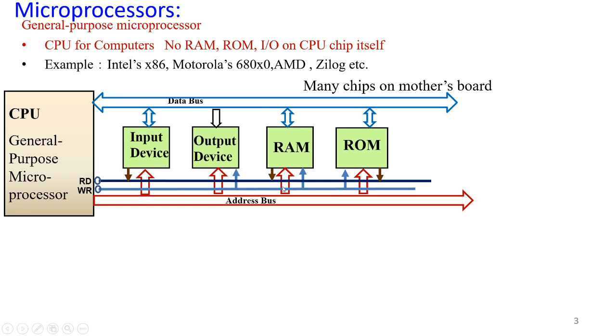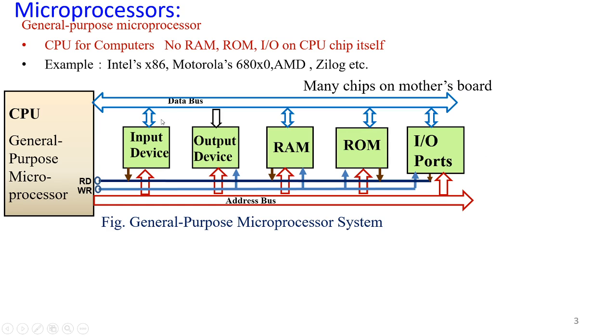Address bus and data bus are attached here too. IO device, IO port: different IO devices we can connect through this port, and input means the read signal is activated, output means the write signal is activated. So this is the general purpose microprocessor block diagram. All these peripherals are separate, not on the CPU itself.